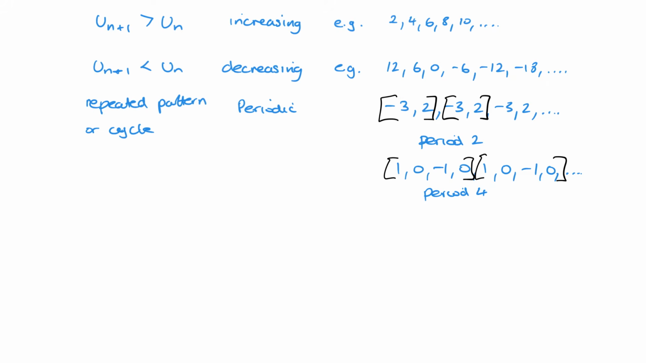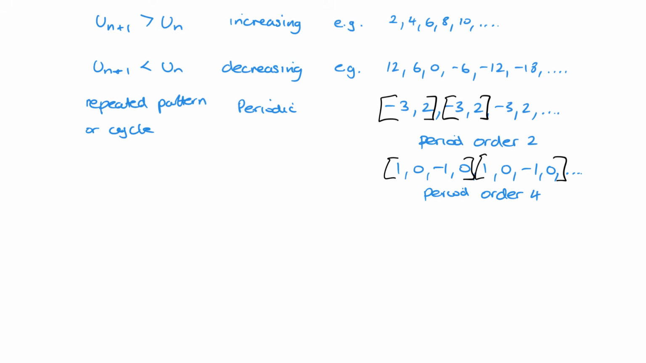So I put period 2, period 4. I've actually probably missed a word in my haste. Order 2, order 4. Order we do use a lot in maths. And of course then we could have a sequence that is neither increasing, decreasing, or periodic. So that could also exist.